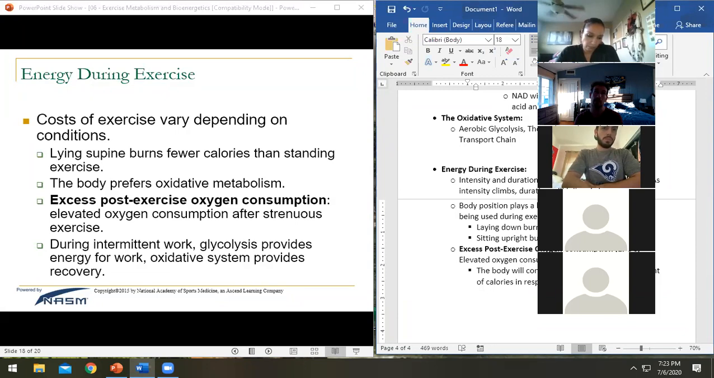So we know that there's 3,500 calories in a pound of fat. So what they've done is they've taken two groups of people, put them on the same diet, and made both groups burn the same number of calories. But group A burned those calories through HIIT training, and group B burned those calories through steady state cardio.